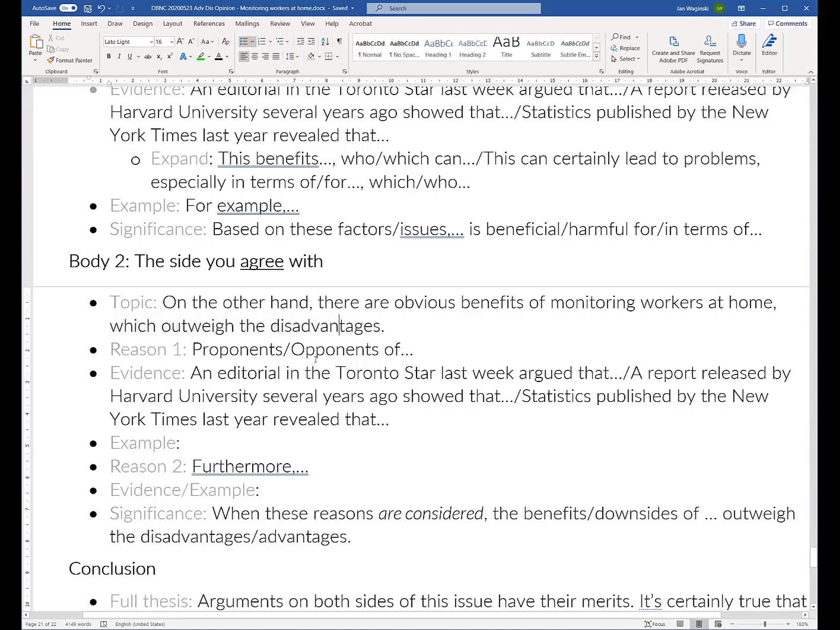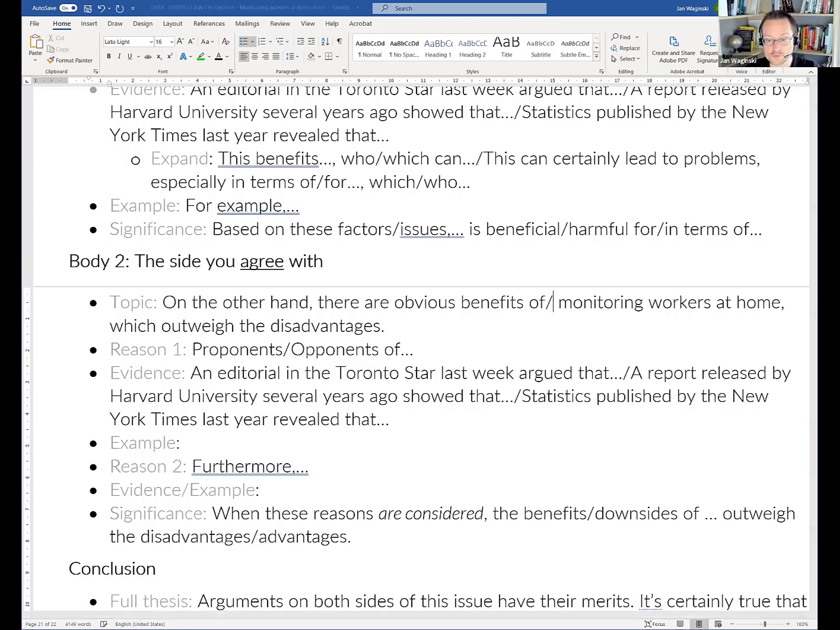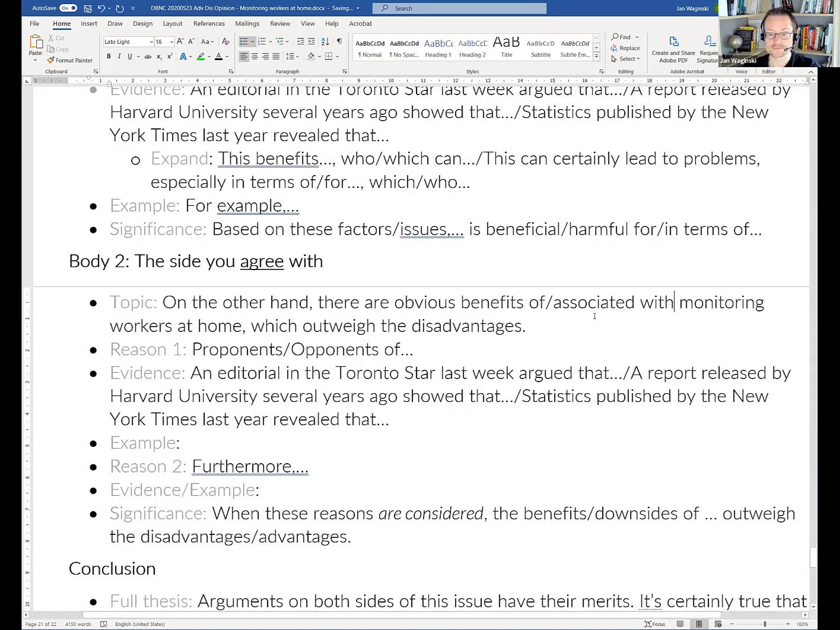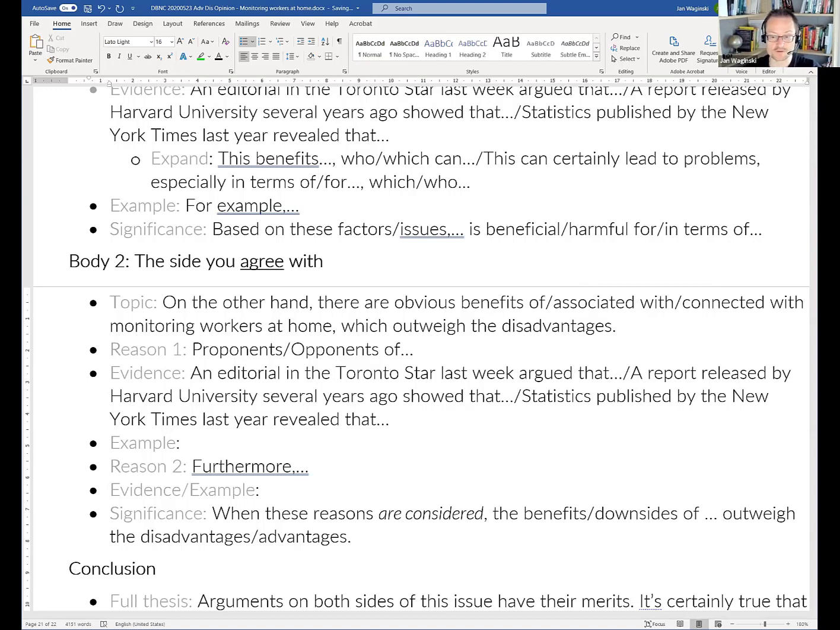There are always benefits not to monitoring. It could be benefits to, benefits with. Benefits of is the most common one. So not benefits with; benefits associated with would be the phrase. There are obvious benefits associated with monitoring workers at home. This is a good phrase too. Or connected with. Yes, that could work too. And that's an example of passive. It's a passive participle.